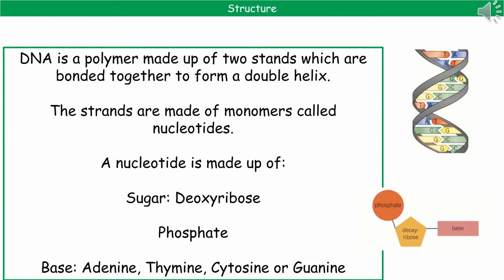DNA is an example of a biological polymer. It's made up of two strands which are bonded together using bonds between the bases to form this structure called a double helix. The strands are made of the monomers, so the individual units called nucleotides, and the nucleotide is made up of the sugar, deoxyribose, a phosphate group, and a base, either adenine, thymine, cytosine or guanine, and the structure for it is shown in the bottom right.